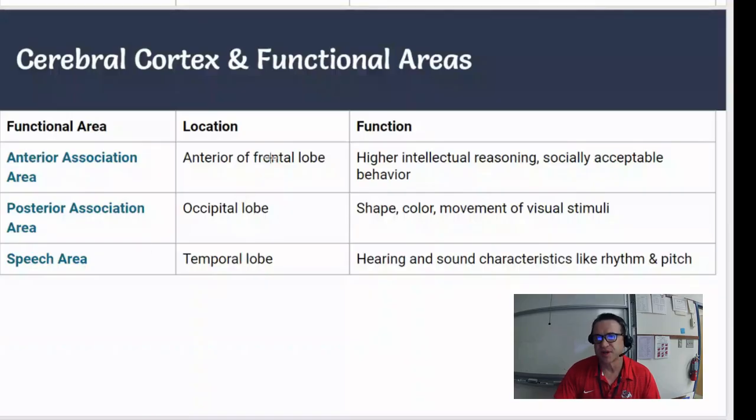All right, now three other functional areas of the cerebral cortex. I've never heard it called this, but the anterior association area. Usually that's called the prefrontal cortex. It's going to be the very, very front of the frontal lobe. This is for higher level intellectual reasoning, problem solving, socially acceptable behavior. This is like impulse control. So if your prefrontal lobe isn't fully developed, you have trouble controlling your impulses.